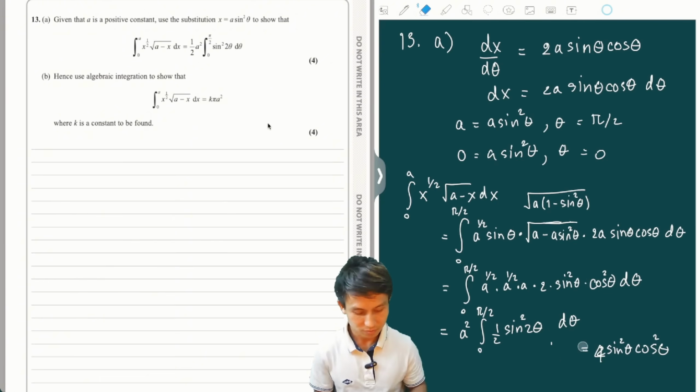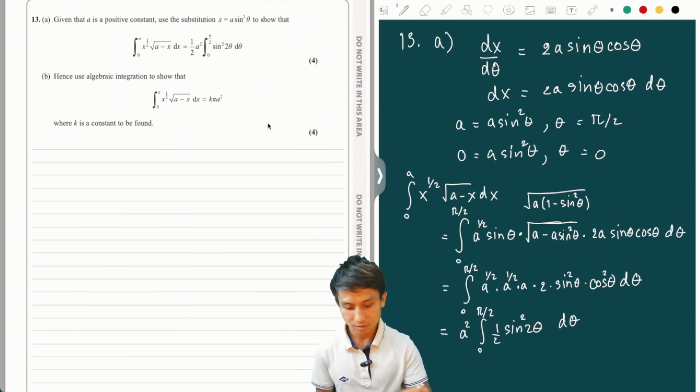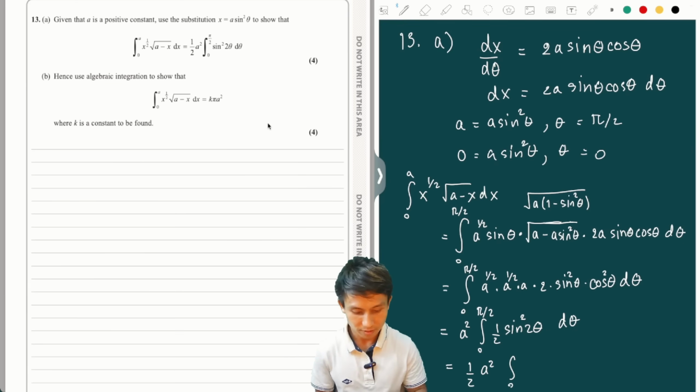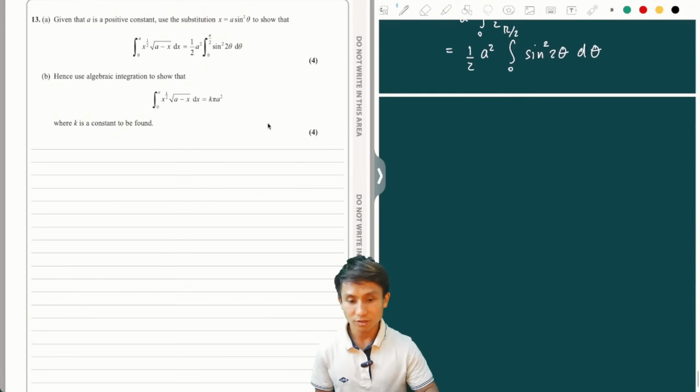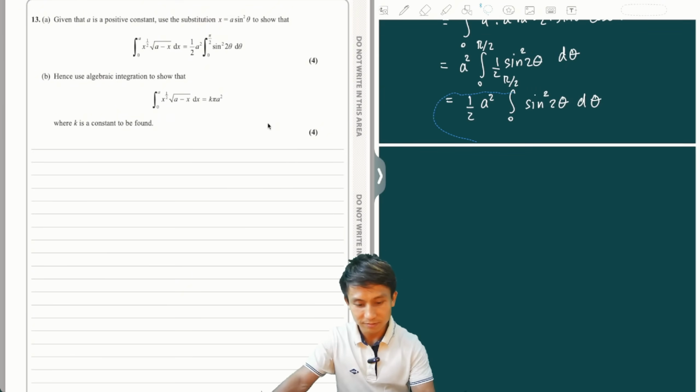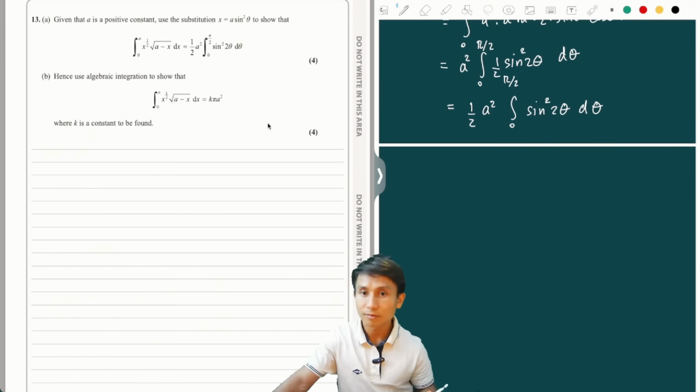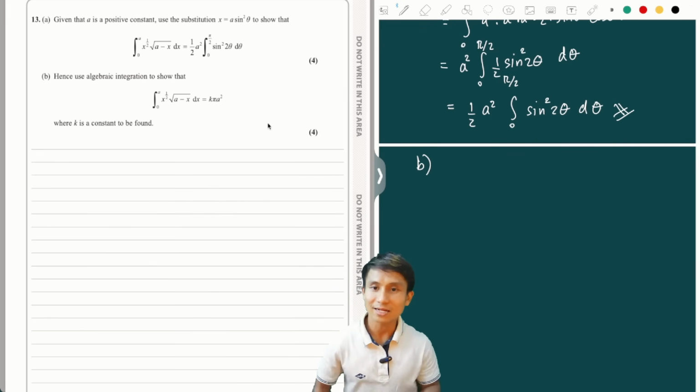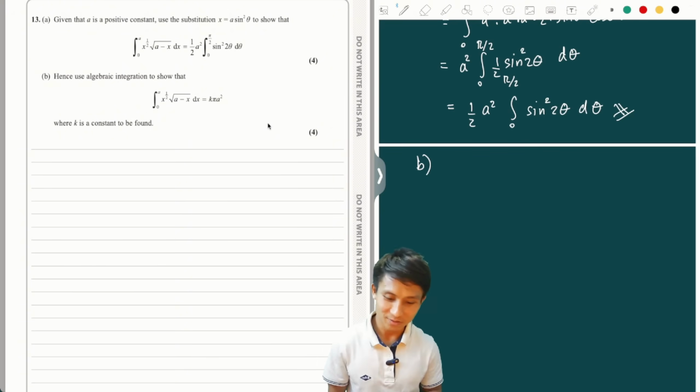So we can just wrap up by writing what they want there. And this is sine squared 2 theta d theta. And then of course we need to probably do something with it. Part B: hence use algebraic integration to show that that is equal to k pi a squared. Alright, so we need to integrate that.